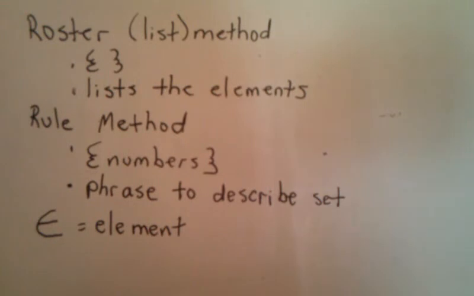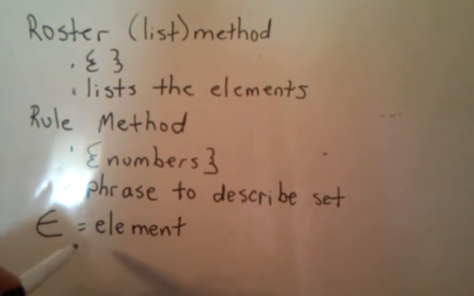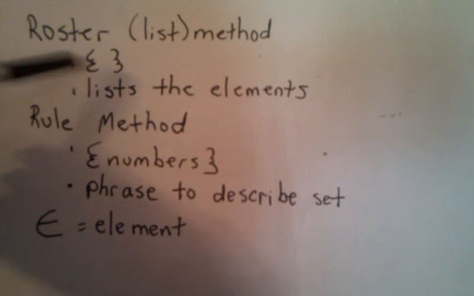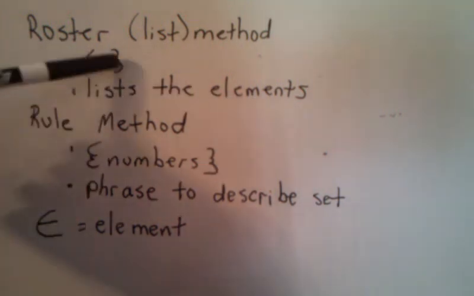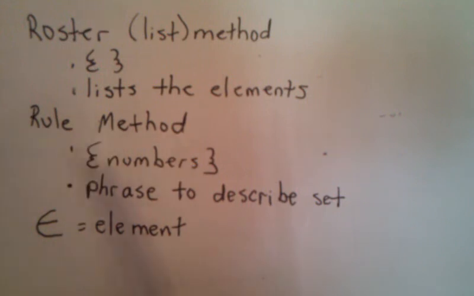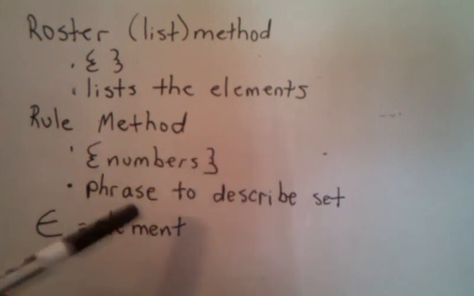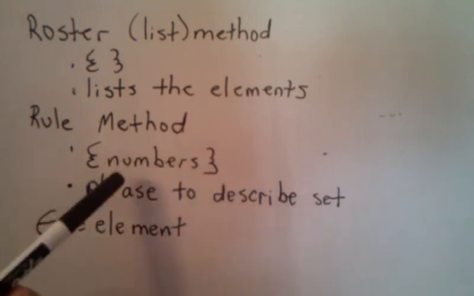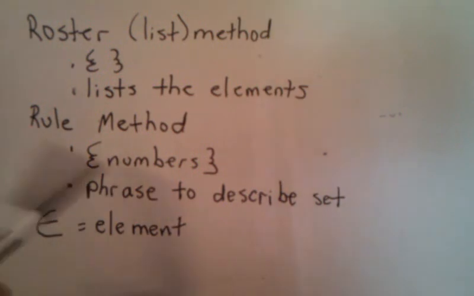So if I say that... I better come up here. We talked about two ways to describe sets. There's the roster method or the list method. We use braces and we list the elements inside the braces. Or there's the rule method. For example, we still use braces, but we put a phrase to describe the set. Instead of putting a 1, 2, 3, ... I just put numbers here. Of course, when I put numbers, then that's going to include negative numbers and everything, but you get the idea.